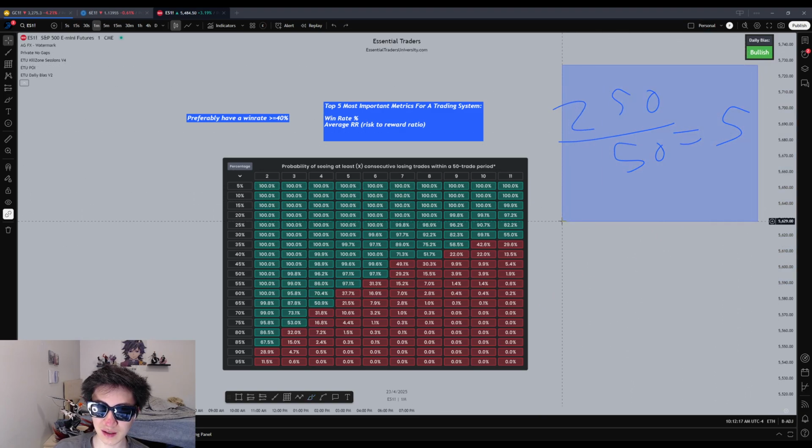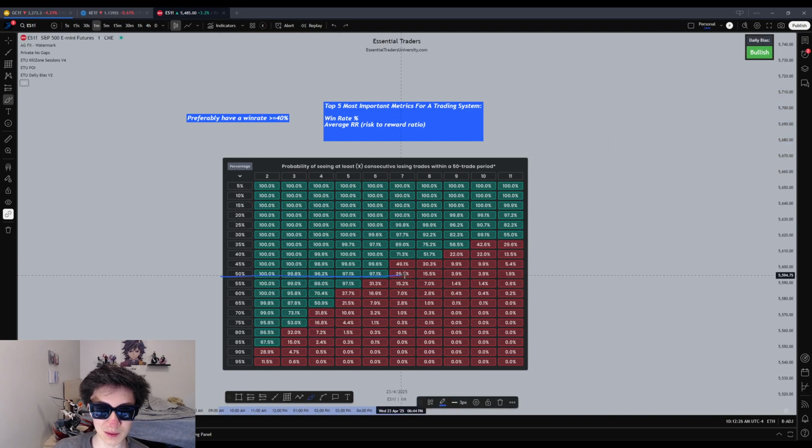But the point is, if you're going to trade a system for an entire year, you can expect slightly more losses than what's shown on this chart. So at a 50% win rate, within a whole year of trading, you can potentially face that 9 losing streak, right? Even if you have a high win rate, you can still face these drawdown periods, and you need to understand the probabilities of that and the psychology that comes with it. Hence why, like I mentioned, preferably have a win rate greater than or equal to 40%.